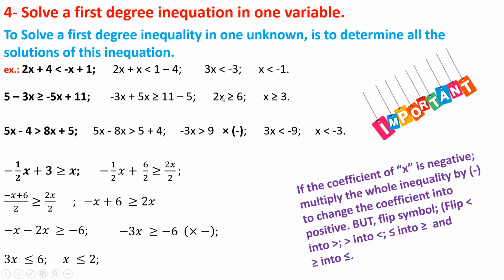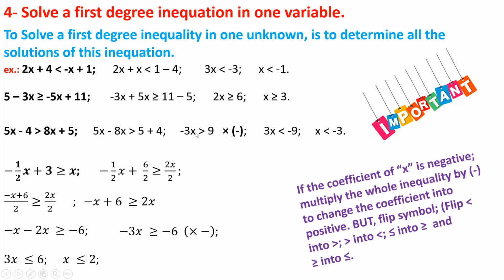If the coefficient of x, as in the examples above, is positive, I divide by the coefficient of x and continue normally. While if the coefficient of x is negative, I cannot divide by a negative coefficient. So I should change my negative coefficient into a positive coefficient. I multiply the whole inequality by a minus. Negative 3x by minus is 3x.